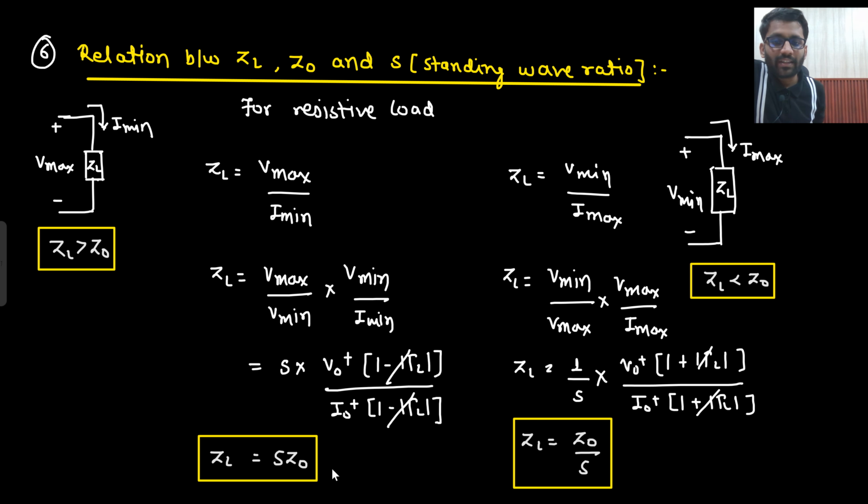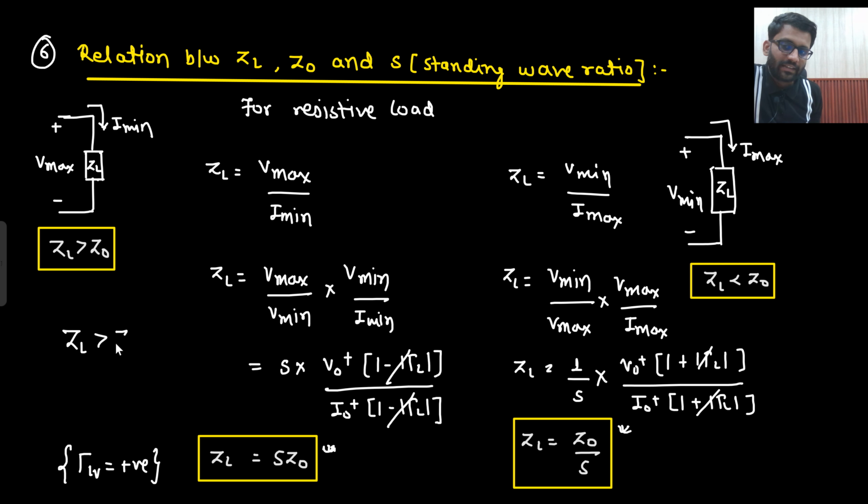But how will you understand which formula to apply? Either this formula you will apply or this formula you will apply. So you will see the voltage reflection coefficient. If you get to know that my voltage reflection coefficient is positive, that means at load I am having voltage maxima. When do I have voltage maxima at load? When ZL is greater than Z naught. At load, if I am having voltage maxima, that means ZL is greater than Z naught, and that means my voltage reflection coefficient is positive, right?